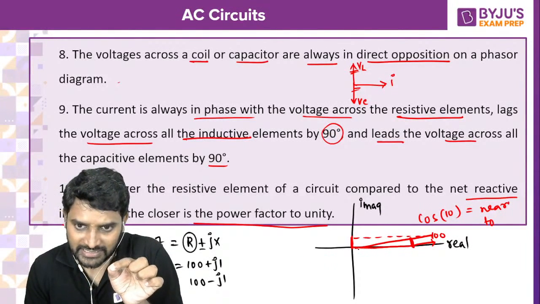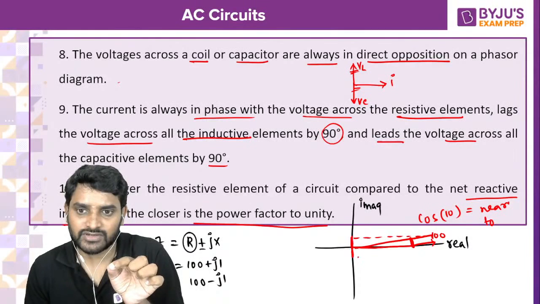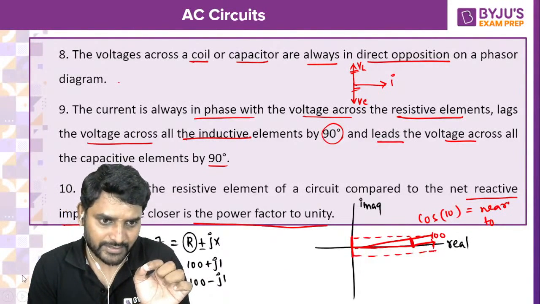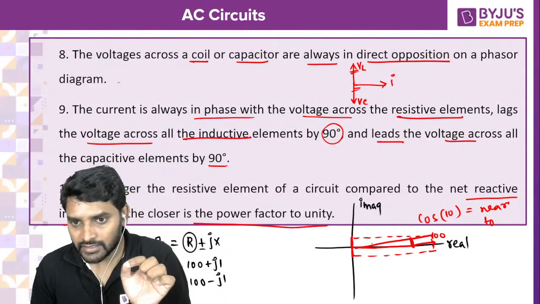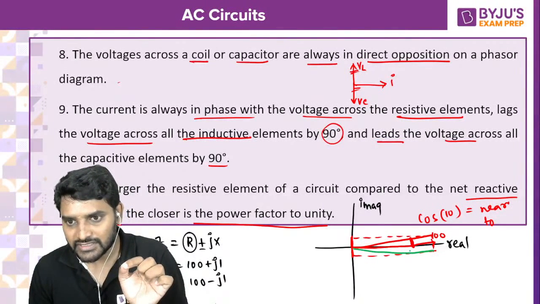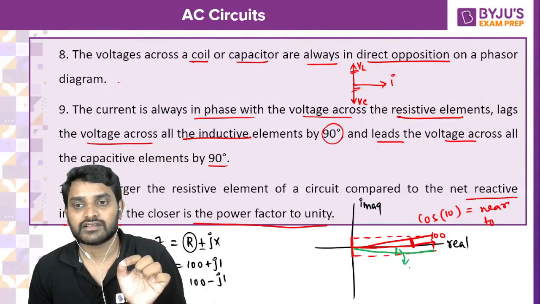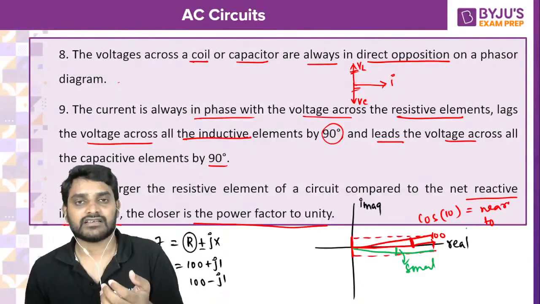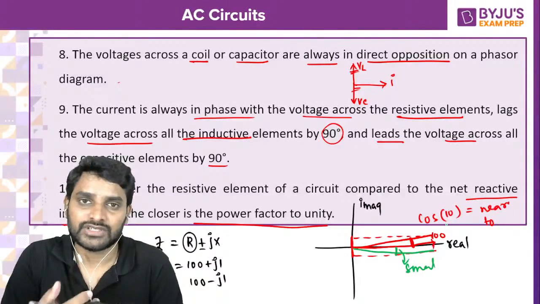You see, for the negative capacitive reactance also, it is this much. If you take this much, the resultant impedance is going to be this much. Here also the angle is very small. The cosine of a very small angle, its magnitude, will be very near to unity.